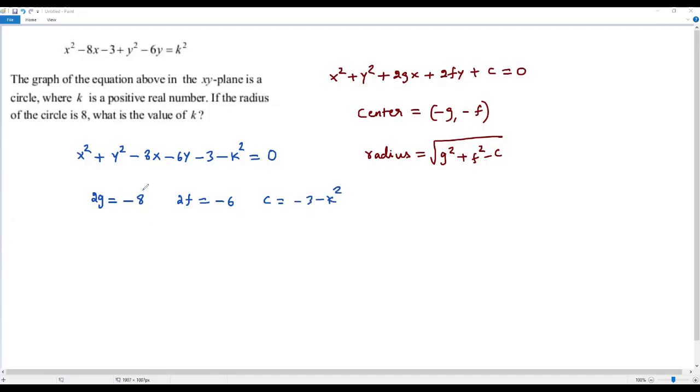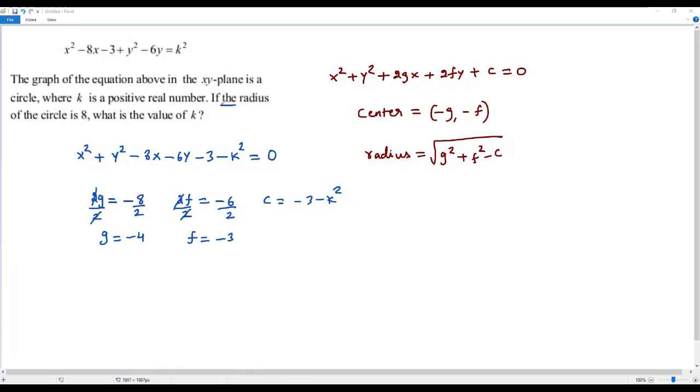Now we can solve for g and f in these two equations. Let me divide both sides of this equation by 2. Then this 2 will cancel out. I'm getting g equals −8 divided by 2, which is −4. Now let me divide both sides of this equation by 2. Then this 2 will cancel out. f equals −6 divided by 2, which is −3. Here we have the values of g and f. Already we have the value for c in terms of k.